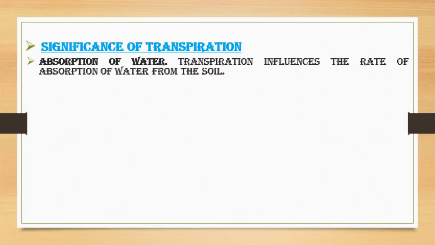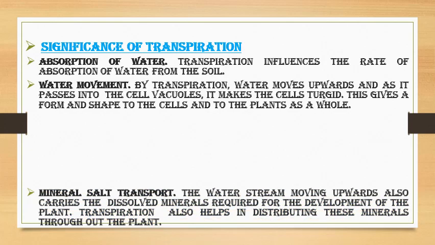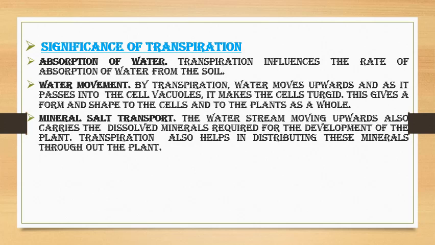Significance of transpiration. Absorption of water. Transpiration influences the rate of absorption of water from the soil. Water movement. By transpiration, water moves upward and as it passes into the cell vacuole, it makes the cell turgid. This gives form and shape to the cells and to the plants as a whole. Mineral salt transport.